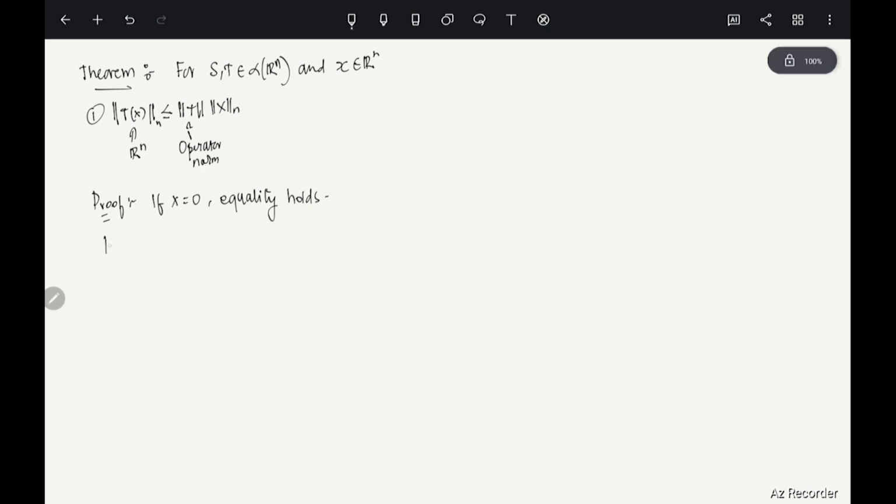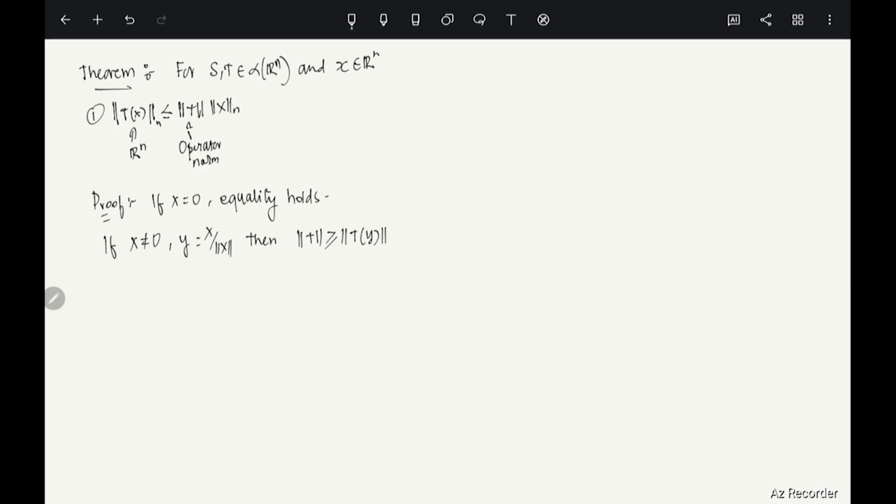Now if x is a nonzero vector, we define y to be x divided by norm x. Why am I defining this? Since x is nonzero, the norm of x is not 0. So if you define a new vector y given by x divided by its length, the norm of y is basically 1. Then you can use the operator norm definition. The norm of T always dominates the norm of T acting at y.